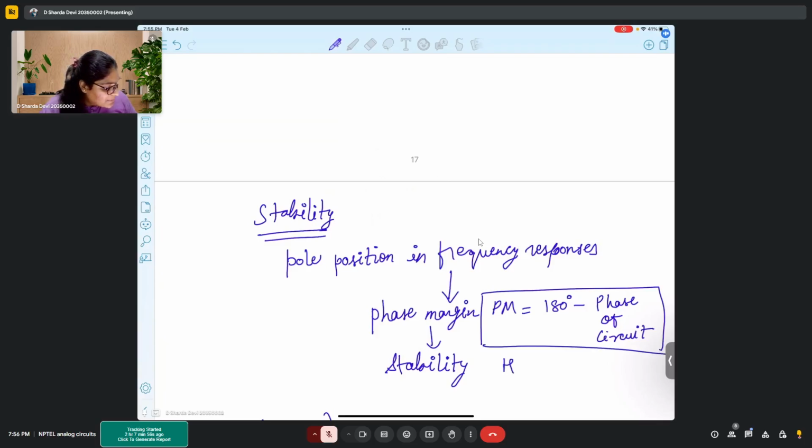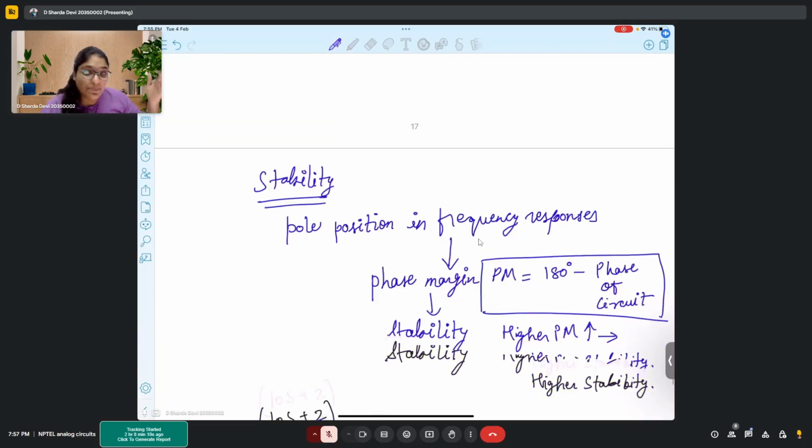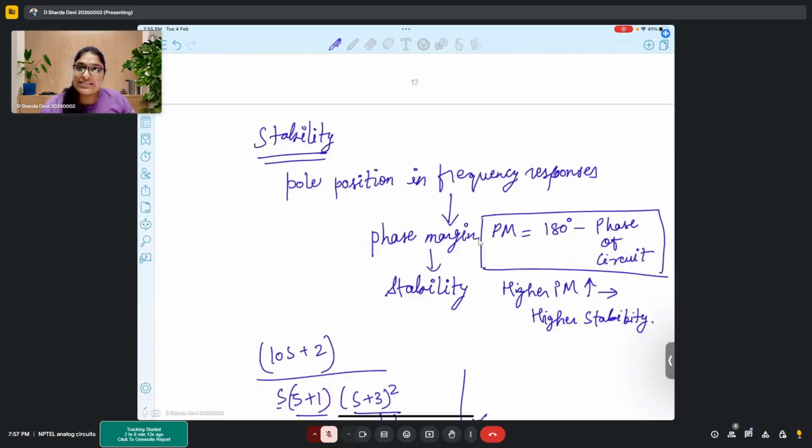Higher phase margin means higher stability. Lower the phase margin, lower the stability, okay? And if phase margin goes less than 0, then your system is unstable. Okay, this is the measure used for stability from a calculation point of view. So for calculating and quantitatively justifying the stability of the system, we define the phase margin.